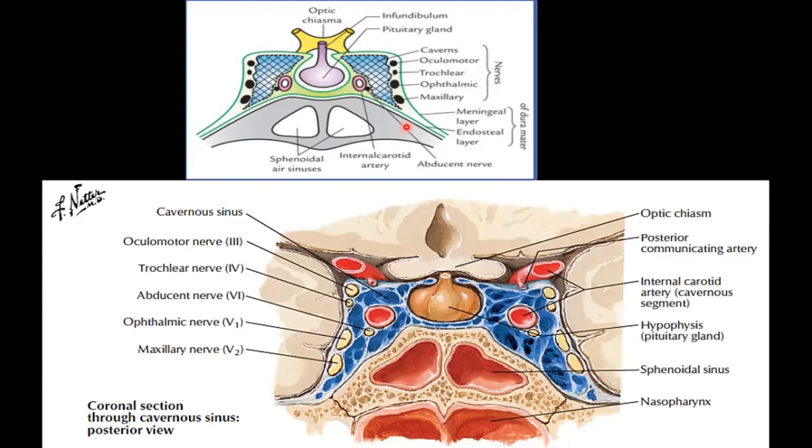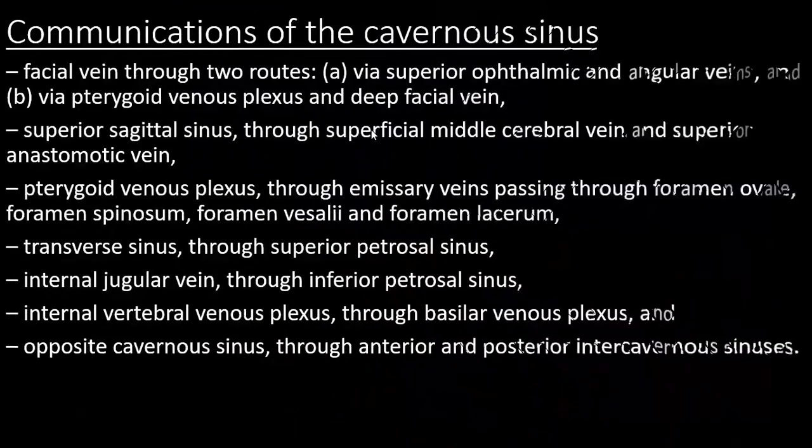Then here, as you can see, the lateral wall, the roof, and the medial wall are formed by the inner meningeal layer of the dura mater, whereas the floor here is formed by the endosteal layer. Please note that. Okay. And please note this diagram, before you finish your anatomy, they will ask you that. Now, communications of the cavernous sinuses.